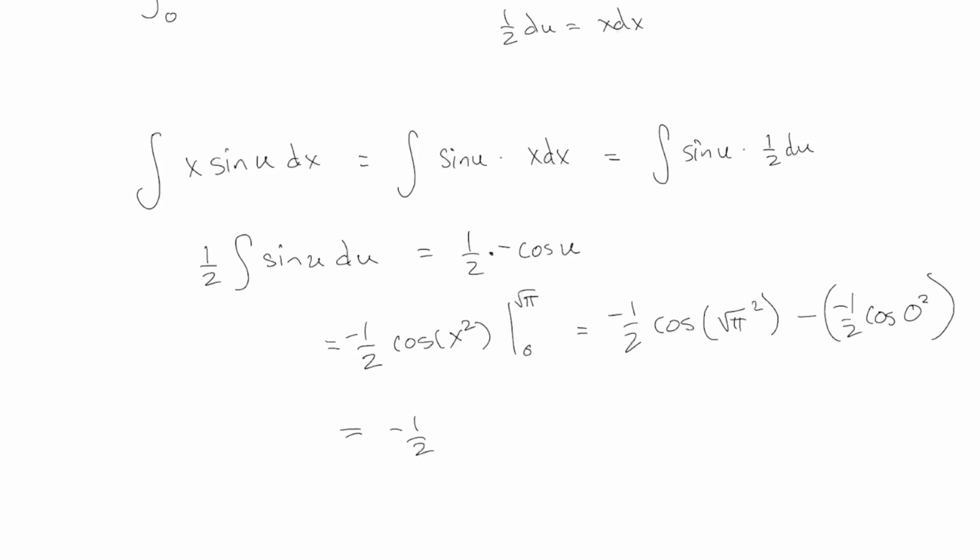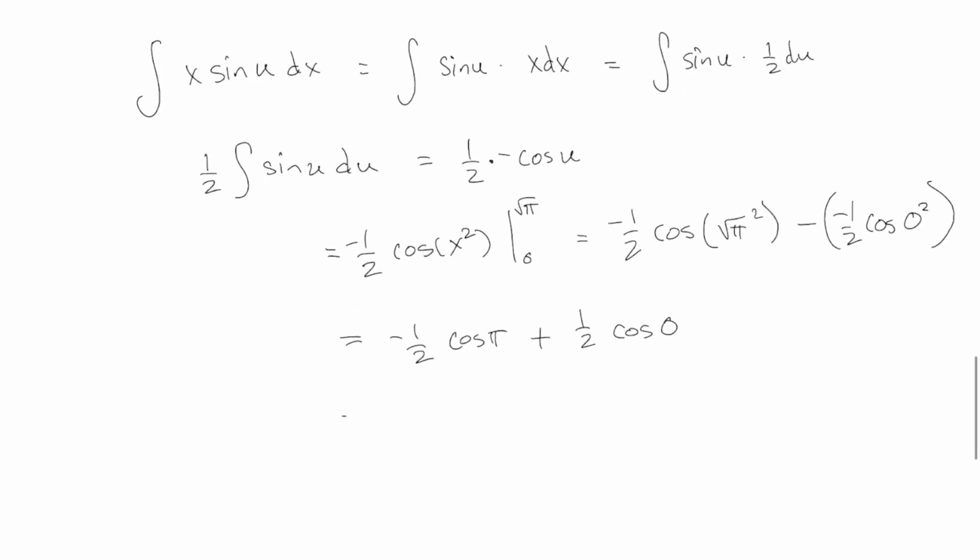First of all, root pi squared is pi, because the square and the square root cancel each other out. So this is cosine pi, and then the next part says plus 1/2 cosine 0. I simplified the minus and the minus. And I hope everybody remembers, cosine of pi is -1, so this is minus 1/2 times -1, plus cosine of 0 is +1. And so this is just 1/2 plus 1/2, which is 1 altogether. It's a lot of work just to get 1, but that's how we do it.